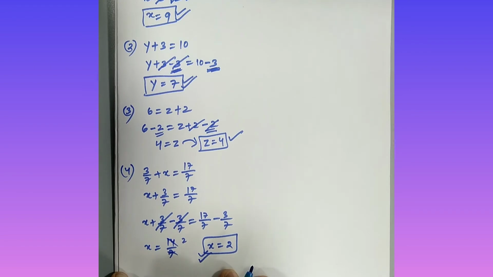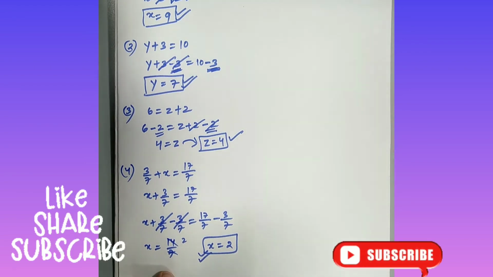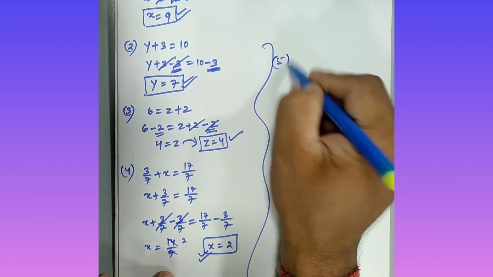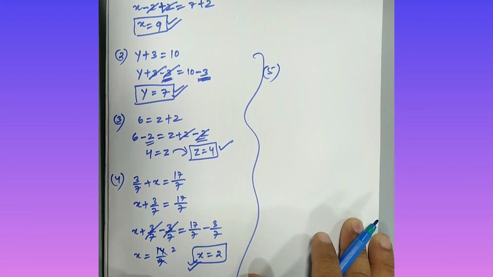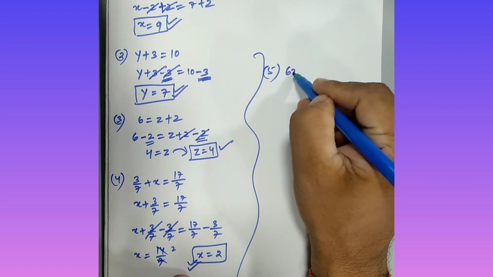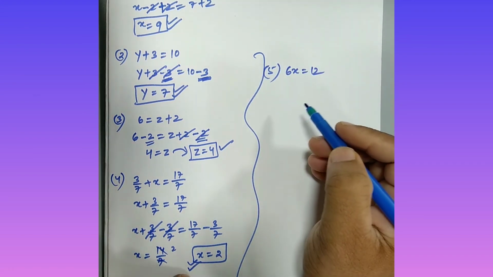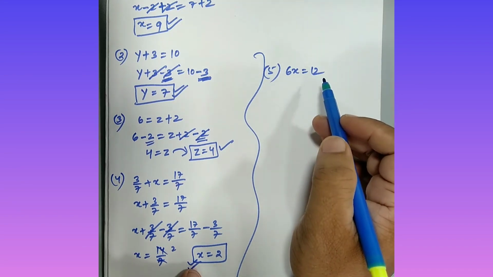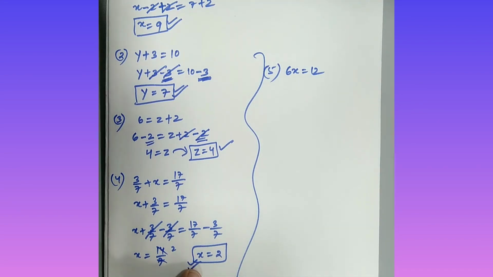Okay, fine. So now move on to question number 5. Look at here, question number 5, 6x is equal to 12. You have to write the value of x in LHS. You have to write in such a manner that the value of x should be in LHS. How can you write?